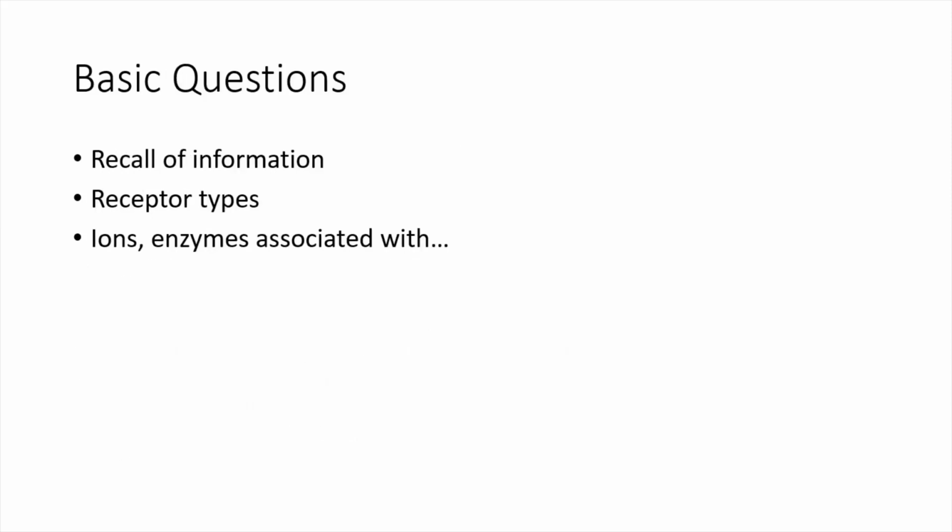Now, let's break down the question types. Really, what I'm looking for are some basic questions, some of those basic recall of information, focusing on receptor types, ions, enzymes, associations. What I really mean are some of those intro materials, things like the GABA channels or glutamate channels. What are the glutamate channels, and what are the GABA channels? Really the basic principles of pharmacology.